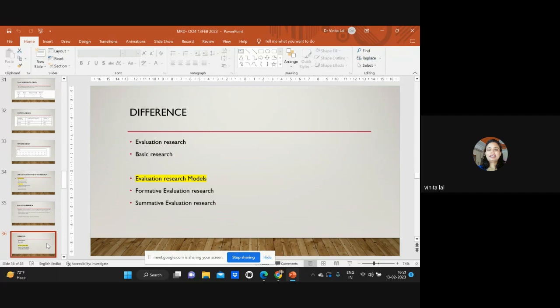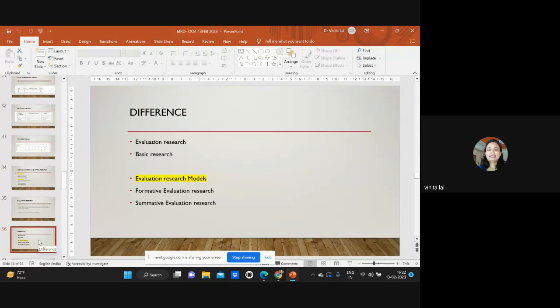Another one is summative evaluation research. This is a kind of product survey question, like how easy is the product feature to use. So these are the things that come in summative evaluation structure.